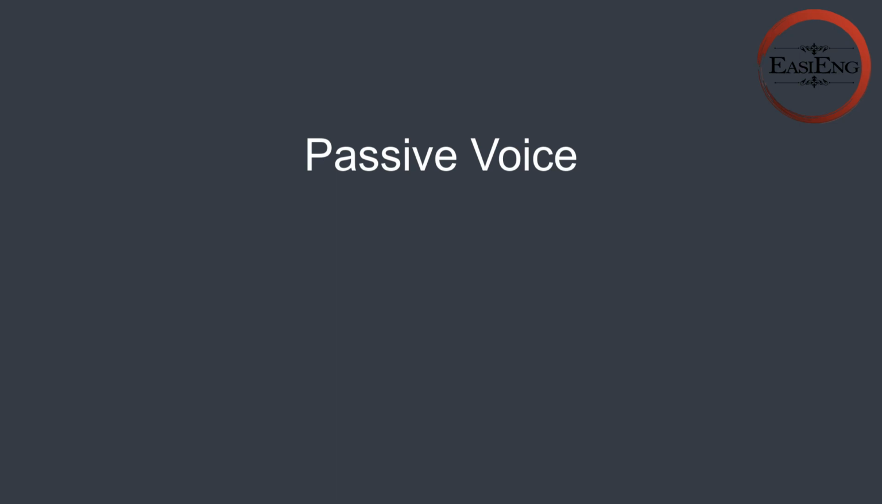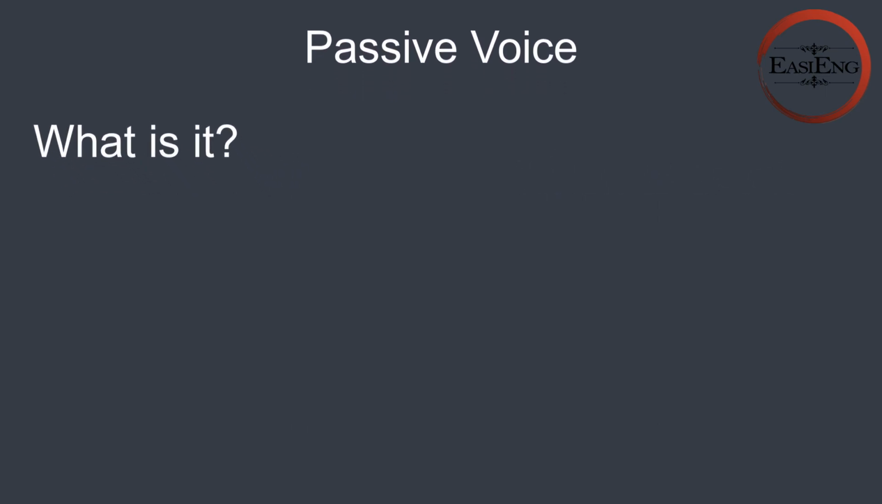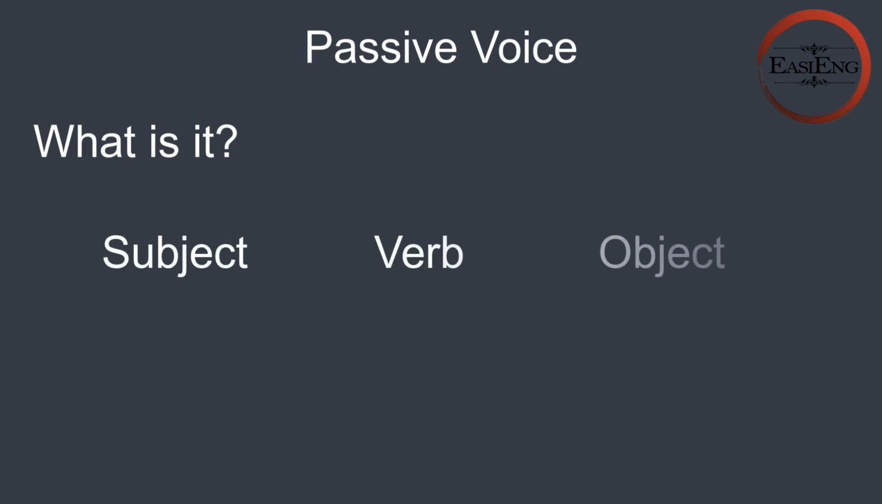Today I'm going to explain passive voice, what is it and when to use it. So let's get started. What is passive voice? Passive voice is a grammatical rule that we use to emphasize the object that receives the action in the sentence. So the main target in the sentence is the object that receives the action, not the subject.